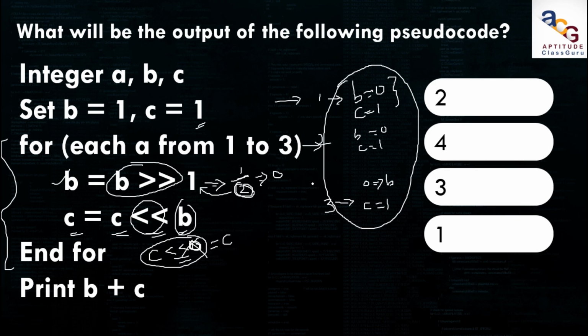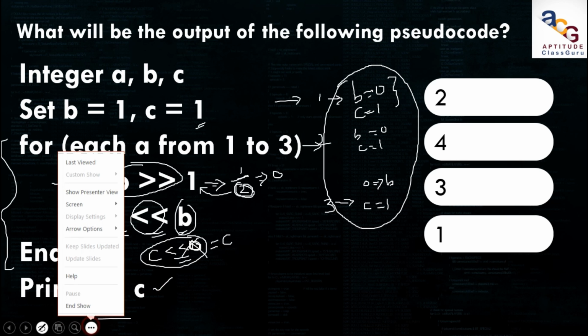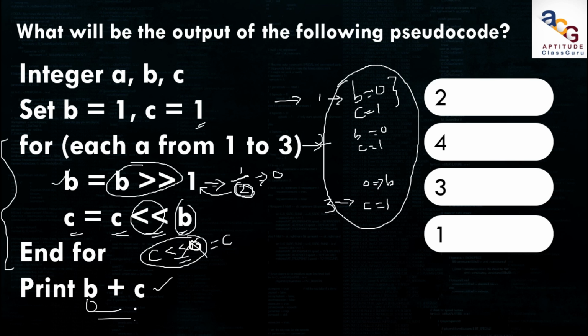The values of B and C remain the same as 0 and 1, and he is printing B plus C. What is the value of B? It is 0, and the C value is 1. So the output will be 1.